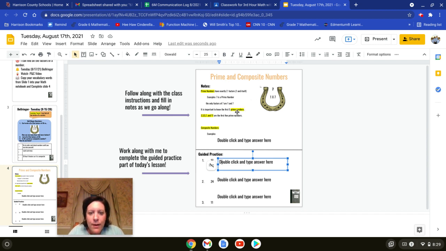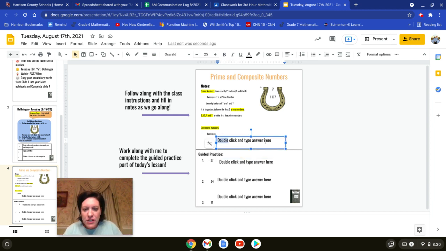7 is a prime number. The only factors of 7 are 1 and 7. 2 through 6 don't work. We already know that. So it's important to know the first 5 prime numbers. Those are 2, 3, 5, 7, 11. And in class, that's what we're going to be doing. We're going to be shooting those in class, 2, 3, 5, 7, and 11. And everybody was doing them today. That's why I'm hoarse.